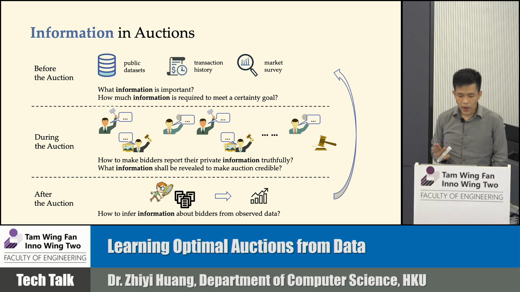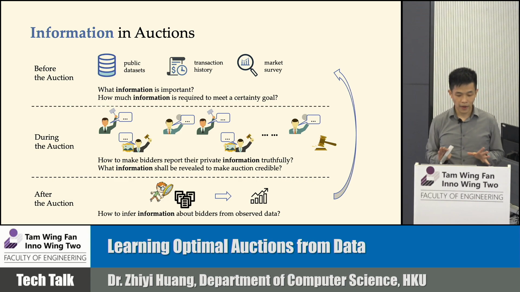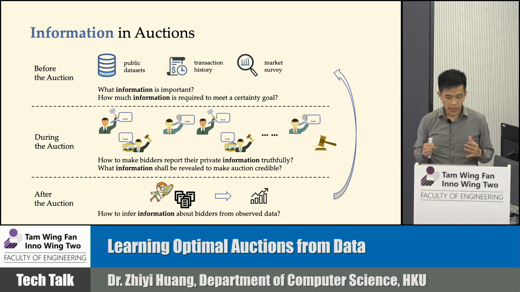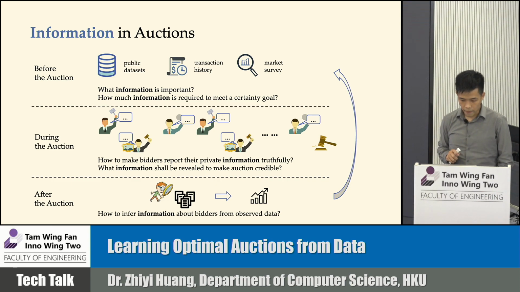Okay? And by the way, this is by no means an exhaustive list of how information plays different roles in auctions. These are just some examples that are related to some of my own research interests, but there are actually many other topics that are interesting as well.